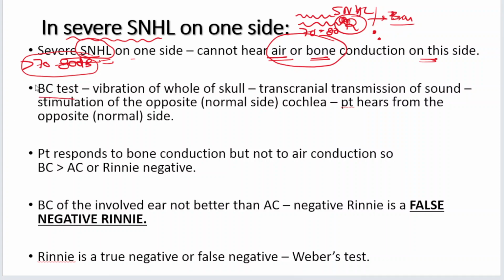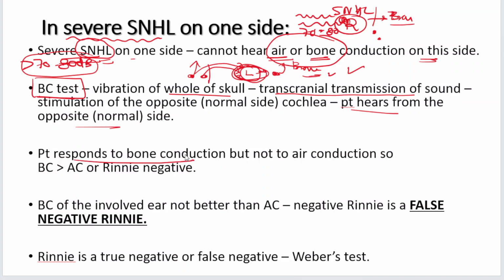But what happens on the bone conduction test? We are placing it on the mastoid. When you place it on the mastoid, there is vibration of the whole of the skull. And with that vibration of the whole skull, there is transcranial transmission of sound. So when you are stimulating the right side, through the skull the left side cochlea also gets stimulated. The right side is not able to send anything to the brain, but the left side is normal. So the cochlear fluids vibrate and that goes to the brain. So when you place it on the mastoid, the brain perceives that I can hear something. So the patient says, I can hear something. The patient responds to bone conduction, but not to air conduction.